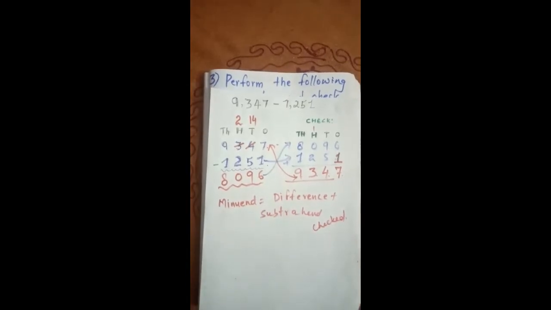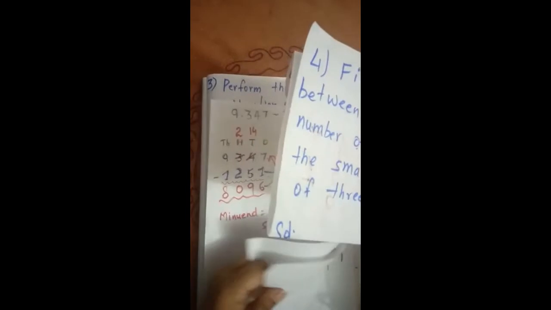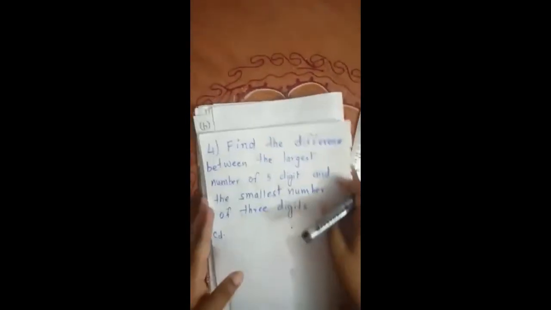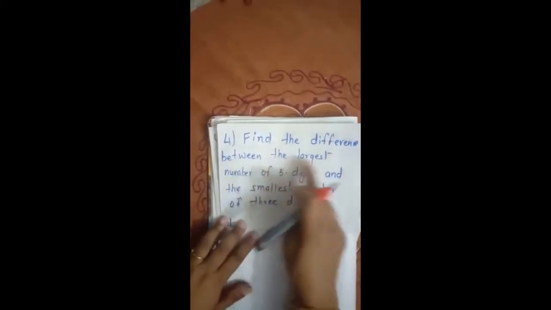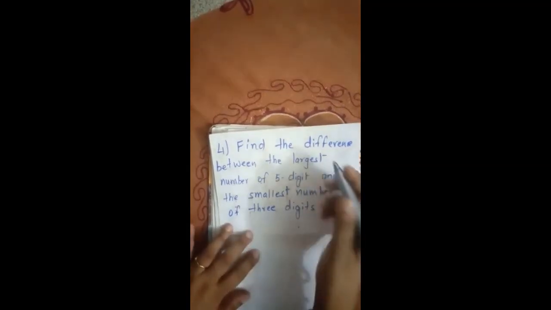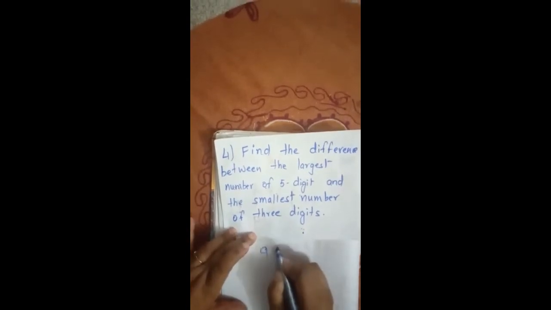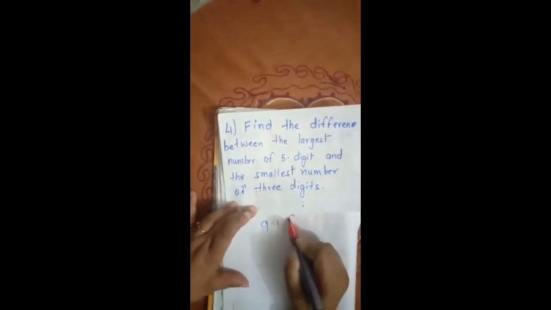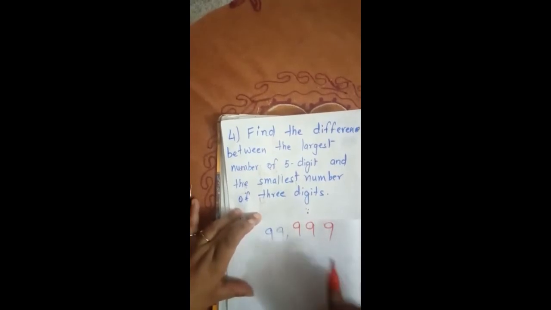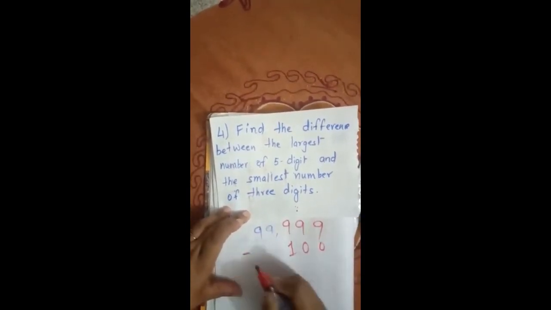Okay children. Now let's come to another question. Question number 4: find the difference between the largest number of 5 digits and the smallest number of 3 digits. So difference means we have to subtract. Largest number of 5 digits is 99,999. We have to subtract the smallest number of 3 digits, that is 100. So we have to do subtraction.